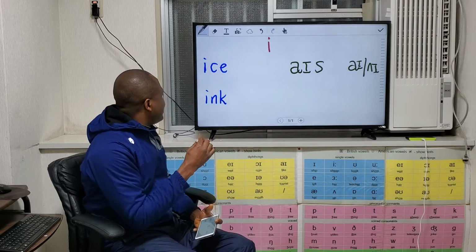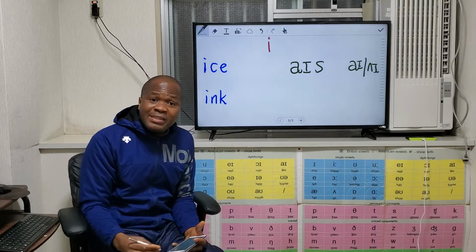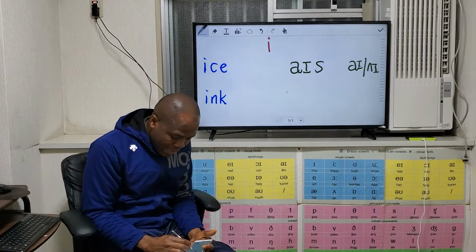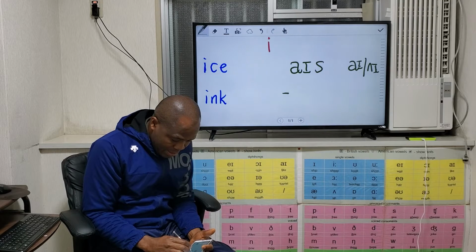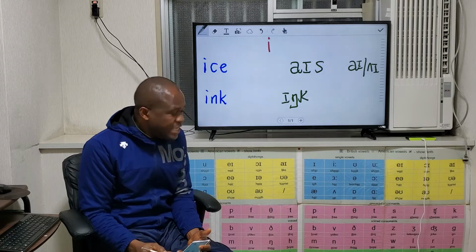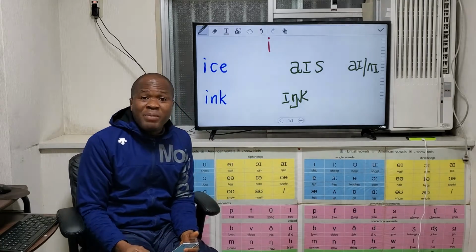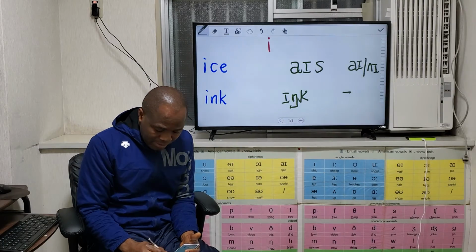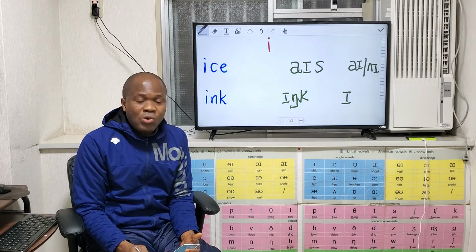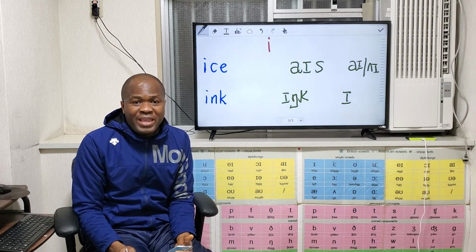Now let's look at the second example. The second example is ink. Let's write the sound. Ink. And what sound does it make here? It makes the short i sound. So I can say I or i.